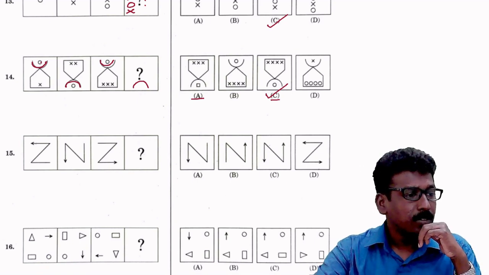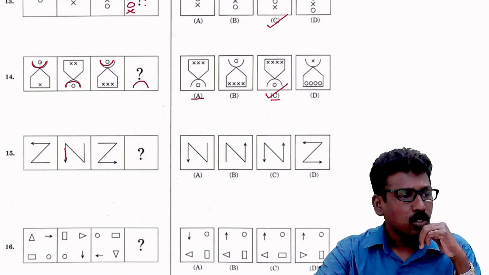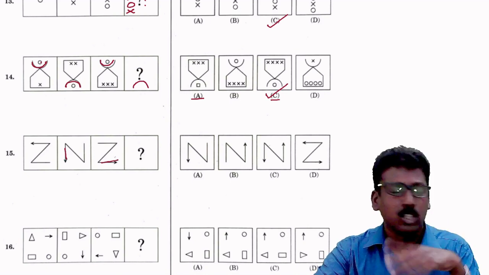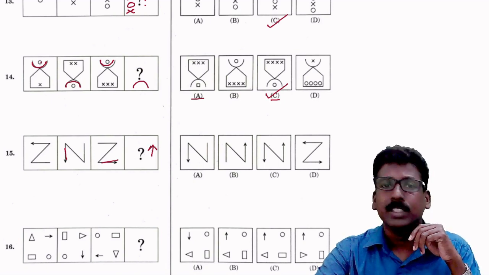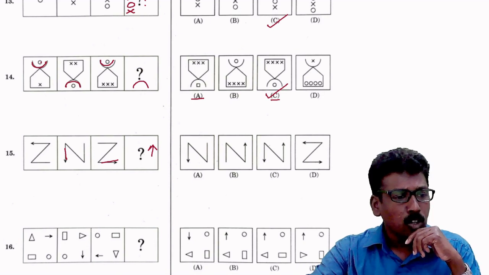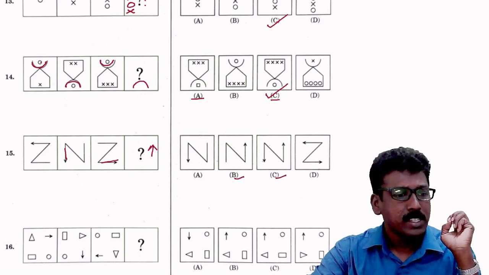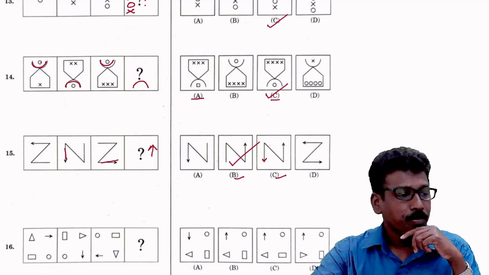Here in this question, an arrow mark this side. Now it is down. It is moving here in rotating. So it should be upside in the next figure. Upside arrow mark is B and C. But C, you can see both ends arrow mark is there. So B is the correct answer.